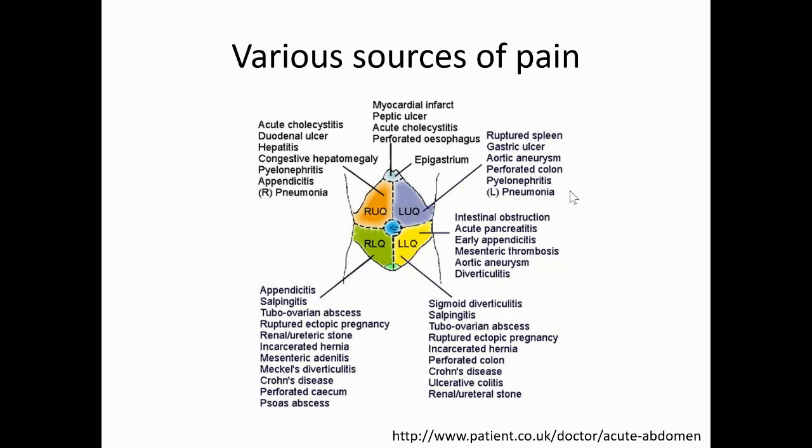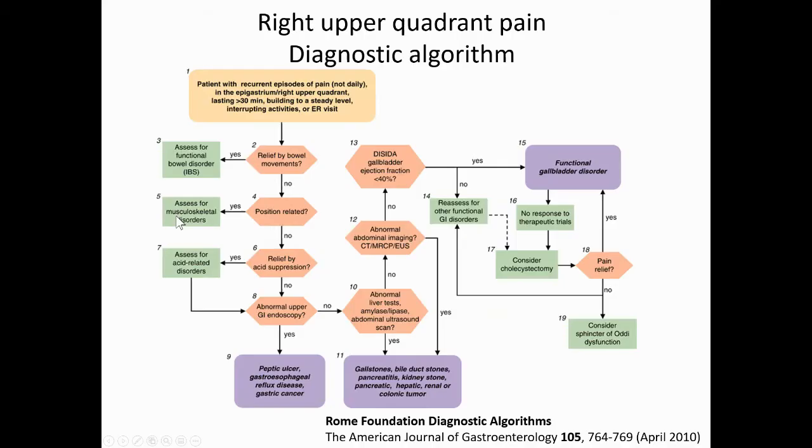So we usually divide the abdominal cavity, or the abdomen, up into 4 quadrants, and according to the different quadrants, there can be various sources of pain. I would just like to walk you through the right upper quadrant pain and the diagnostic algorithm of it. So let's suppose a patient comes into the ER with right upper quadrant pain that is lasting for longer than 30 minutes, building steadily, and it's interrupting the patient's activities.